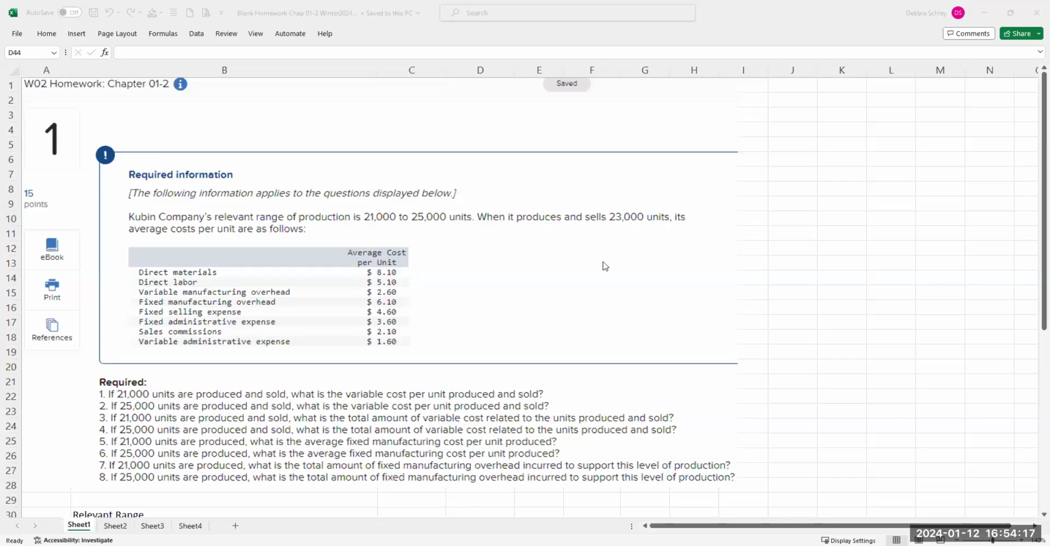This is going to be a homework walkthrough for the Chapter 1-2 assignment. I'm going to walk through each problem individually. So we will start with question 1. I know you guys are working in the ebook.